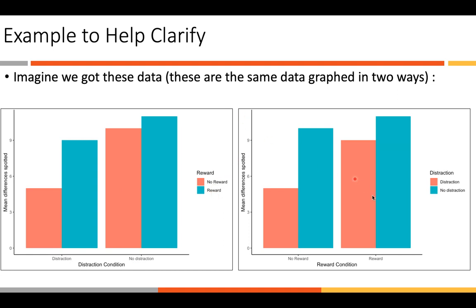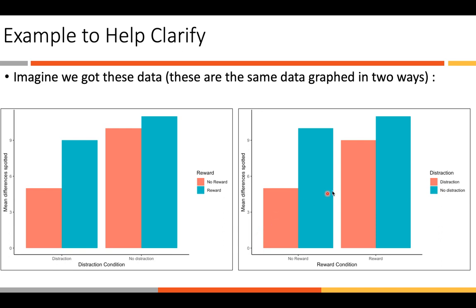Notice that the graph on the right-hand side of this slide looks different, but is actually the same exact information. All we've done is swap out which variable we've put on the x-axis versus which variable is distinguished by our colors. So the graphs look different, but they're actually exactly the same information.